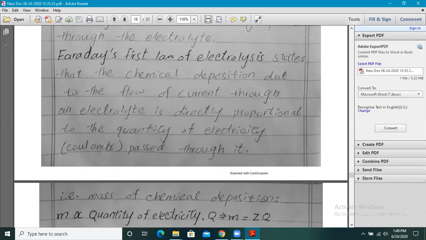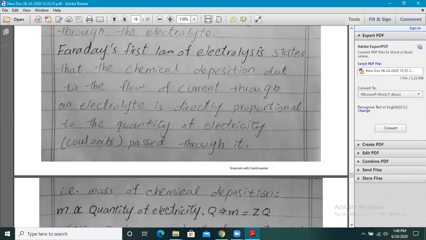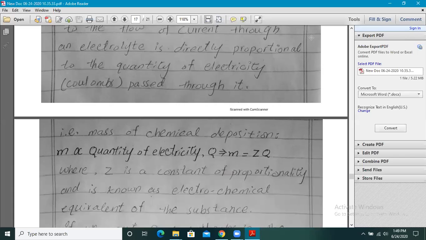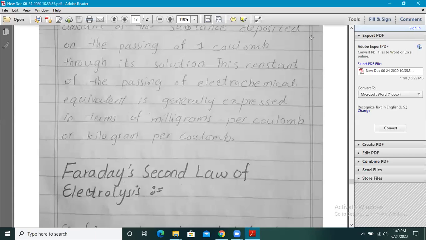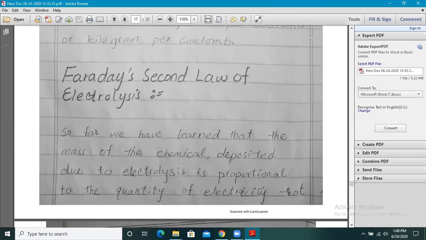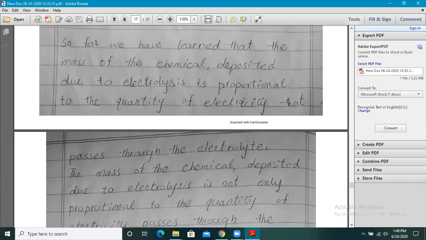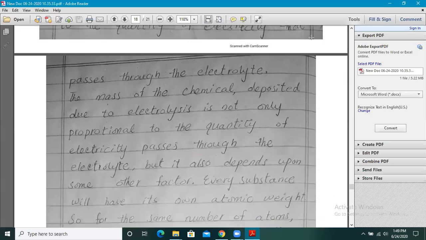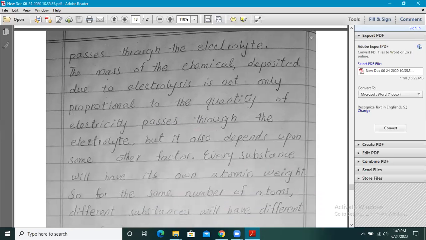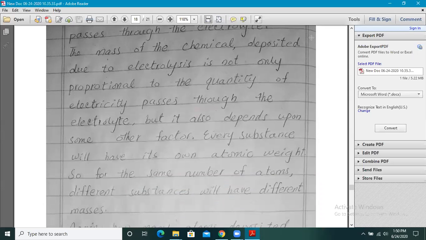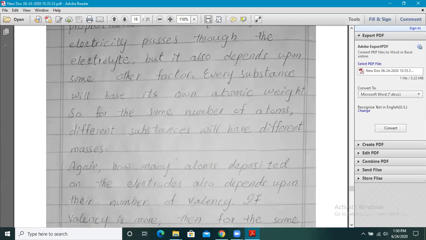Next, Faraday's first law of electrolysis states that the chemical deposition due to the flow of current through an electrolyte is directly proportional to the quantity of electricity. Faraday's law of electrolysis also states that the chemical deposition due to electrolysis is proportional to the quantity of electricity that passes through the electrolyte. The mass of the chemical deposition due to electrolysis is proportional to the quantity of electricity passed through it.